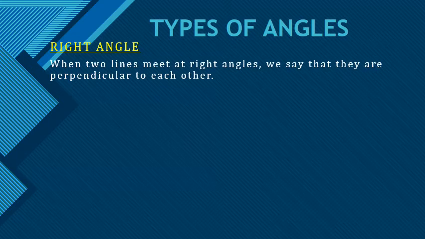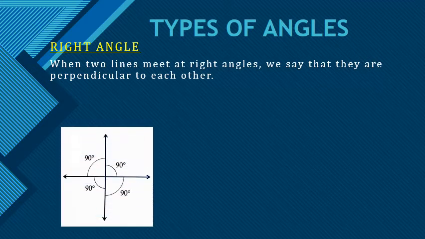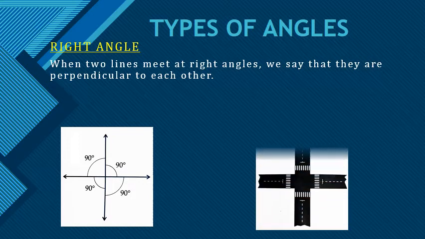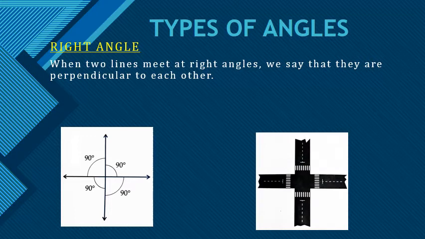When two lines meet at right angles, we say that they are perpendicular to each other. For example, in this picture we can see that two lines are meeting each other and making an angle of 90 degree. So we can say that these two lines are perpendicular to each other. In the same way, some roads are also perpendicular to each other, as you can see in the picture.